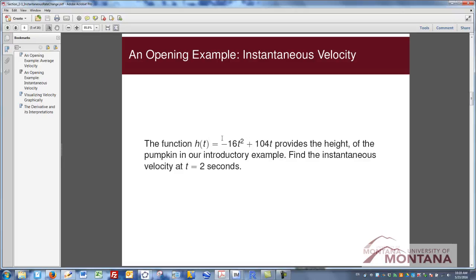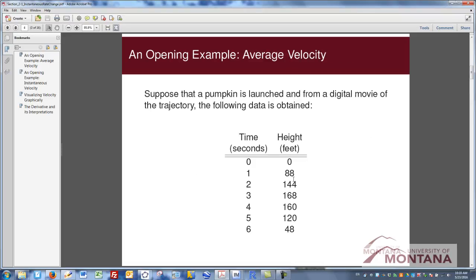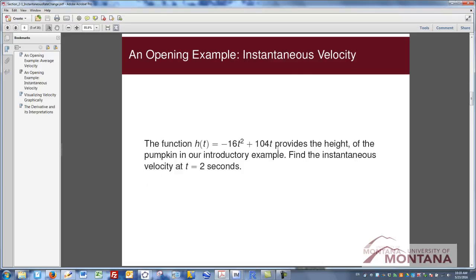Let's not worry too much about where it comes from, but just verify in your own time that if you, for example, plugged in a t of 1, we would have 1 squared, so a minus 16, plus 104t, so 104 times 1, so we get 104 minus 16, which would be 88, and I believe 88 is what we were after at 1 second. So this particular function can be used to produce all the data that we have, as well as points in between.